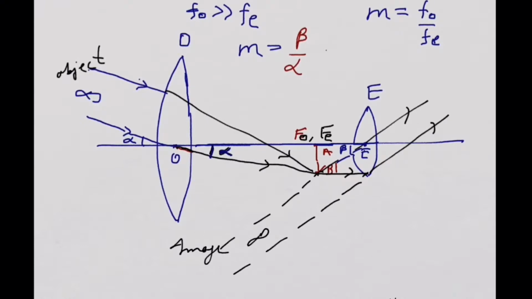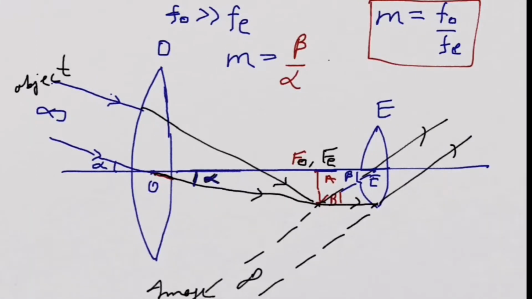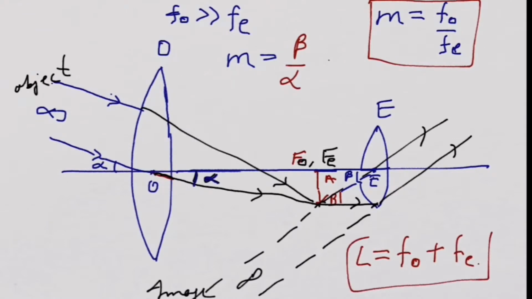So beta and alpha. We will get the magnifying power M is equal to FO by FE, and distance between the two lenses is denoted as L, and it will be the FO, the focal length of the objective, and FE, the sum of the focal length of objective and eyepiece. This distance is L, right?